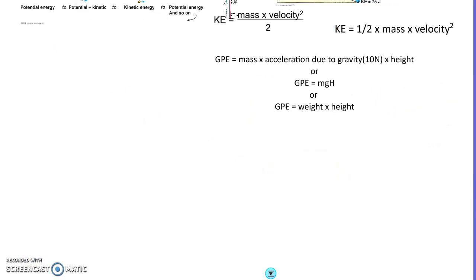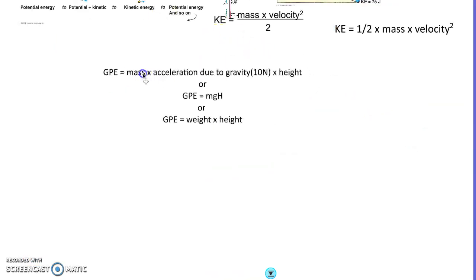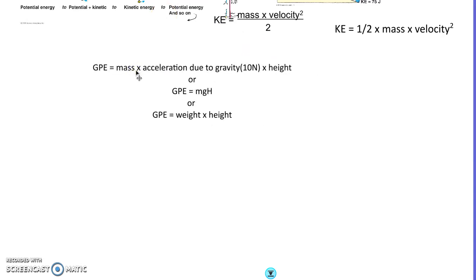But the bonds between separate atoms that hold them together is chemical potential energy. So, getting back to potential and kinetic energy, let's talk about formulas for a second. Gravitational potential energy, which is how high something is above the ground, does have a formula. Now, the other two, elastic and chemical, we're not going to worry about their formula, but basically, for gravitational potential energy, it's the mass times g, or the acceleration due to gravity, which we know is 10 meters per second squared, or 10 newtons per kilogram, because gravity is a force, times the height.